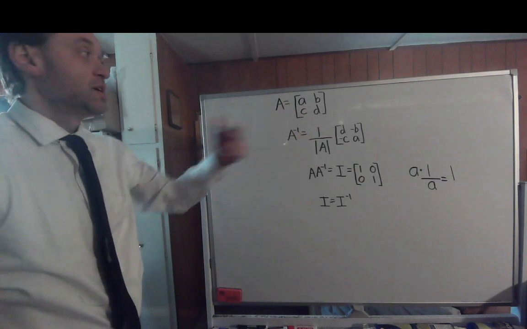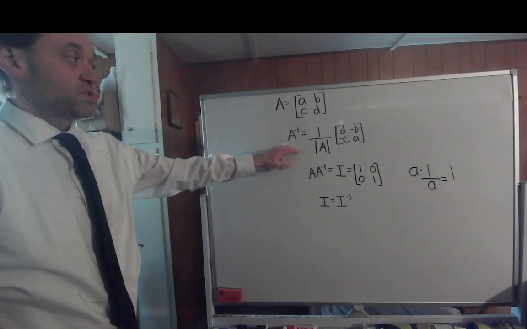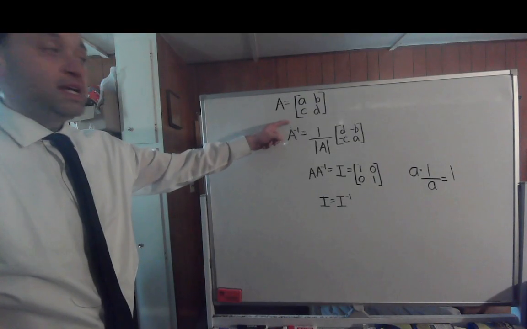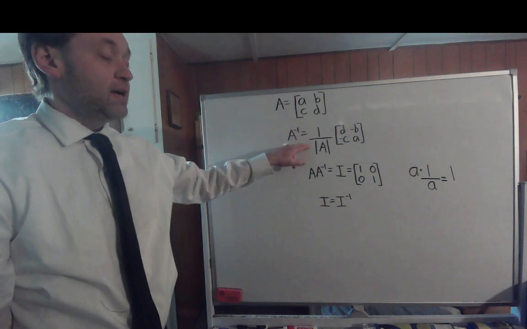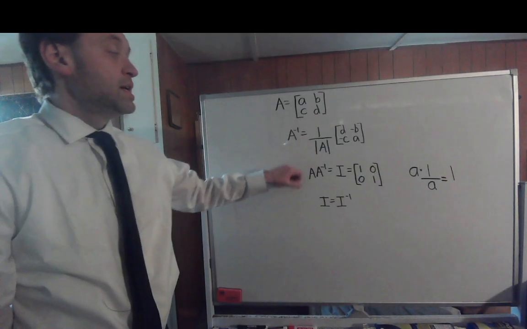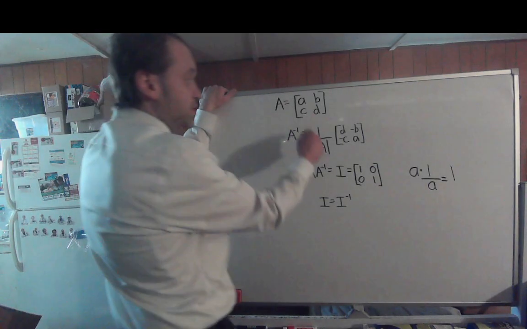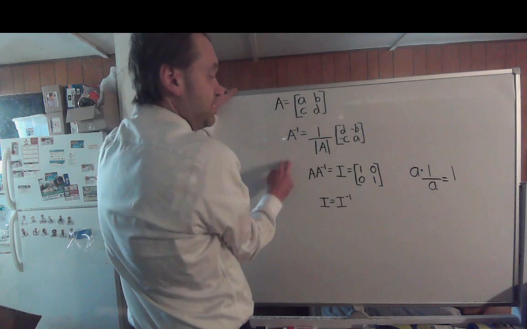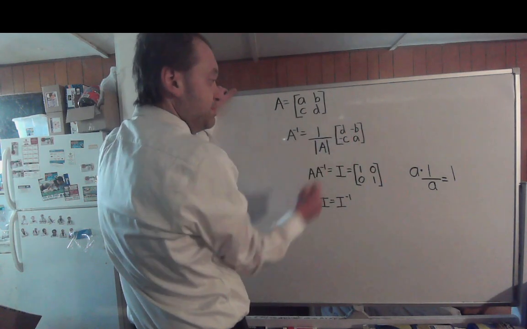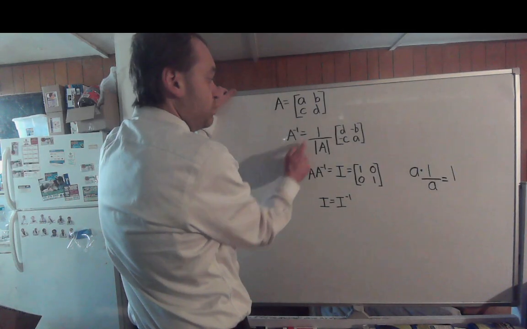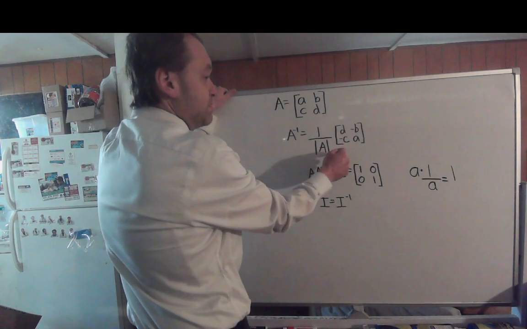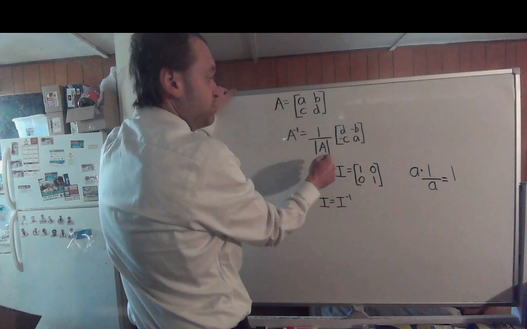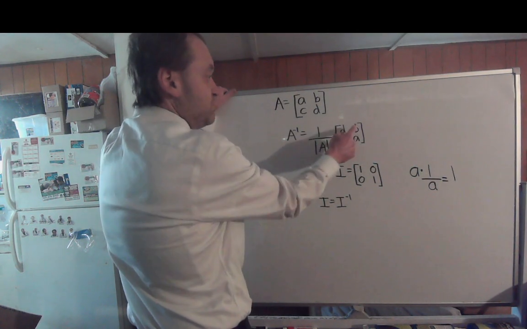To find the inverse matrix, which is denoted as A to the negative 1, meaning A inverse, is going to be 1 divided by the determinant of A, which becomes a scale factor, times the new matrix where you take your D and your A and switch places with them, and then just negate the B and C positions. So A inverse is 1 over the determinant of matrix A as a scale factor times the new matrix where D and A switch places, and then you keep B and C in the same place, you just negate B and C.